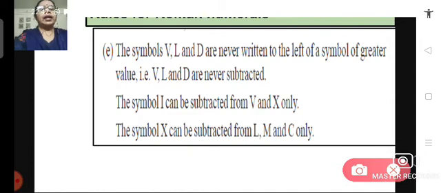The symbol I can be subtracted from V and X only. This also we have to keep in mind, that I can be subtracted only from V and X. And the symbol X can be subtracted from L, M and C only. So these points we have to keep in mind while writing the Roman numerals.